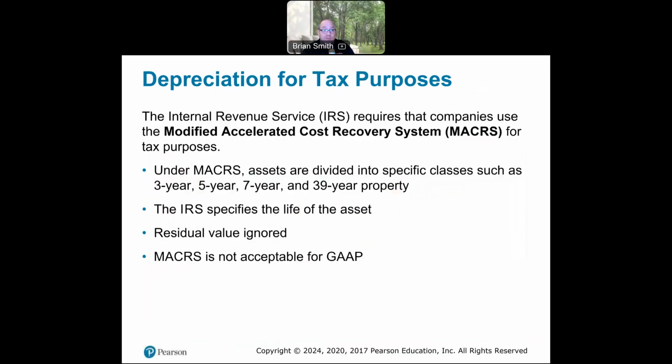Oh, look, we do have the makers telling you about the tax situation here. It's not acceptable for GAAP, but like I said, as long as you can justify it, it's fine. But it's not the GAAP approved method of depreciation.